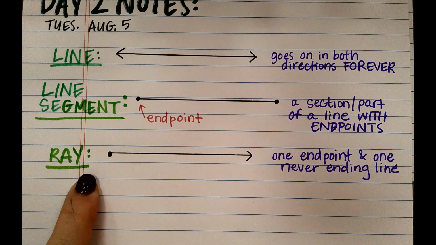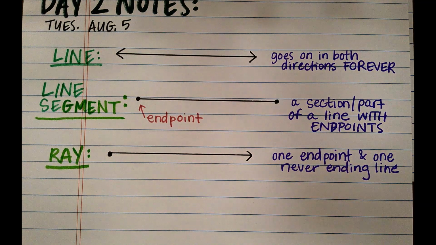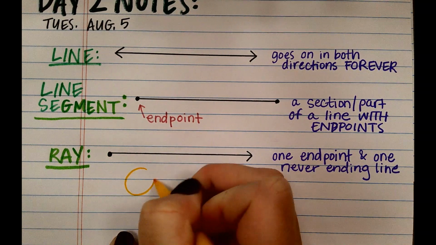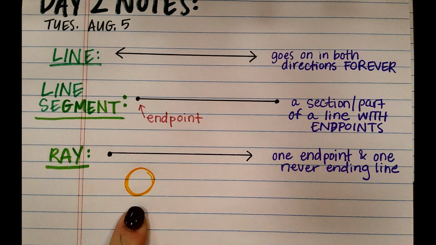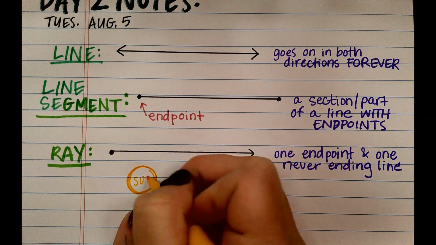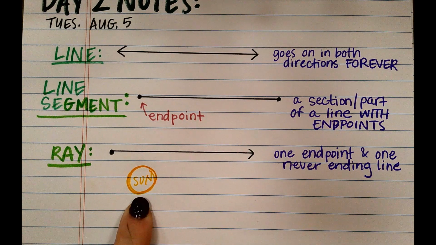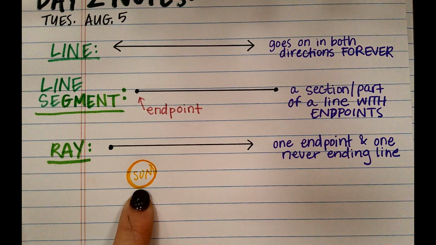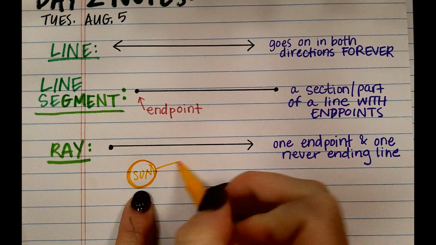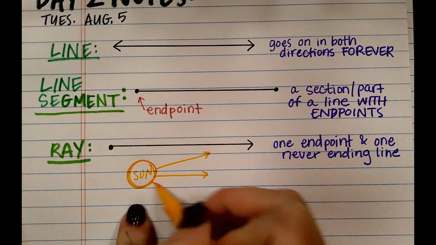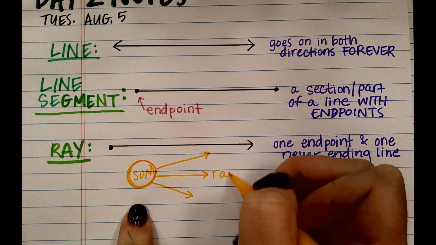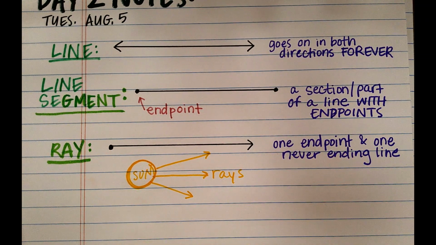Now the best way to remember ray, this was my favorite way of remembering, is it's like the rays that come off the sun. Because the sun is like our big end point here. This is kind of our point of origin, and the rays that come off of the sun, they go on forever and ever, don't they? This is our end point. These are our rays that come off. Kind of cool. Little tricks that help. So that's a ray.